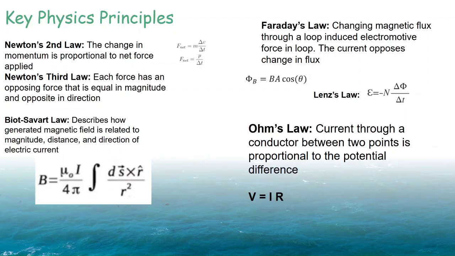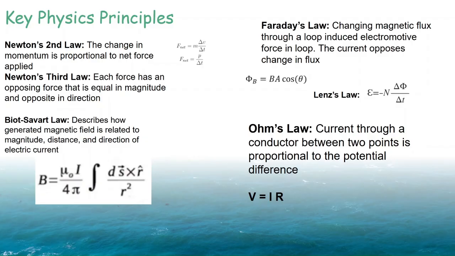Going into the key physics principles, we have Newton's second law, where the change in momentum is proportional to the net force. We have Newton's third law, where for each force there's a force that is equal in magnitude and opposite in direction. The Biot-Savart law describes how a generated magnetic field is related to the magnitude, direction, length, and distance of an electric current, and is used to calculate the magnetic field exerted by a magnetic dipole moment. Faraday's law relates EMF to change in flux.